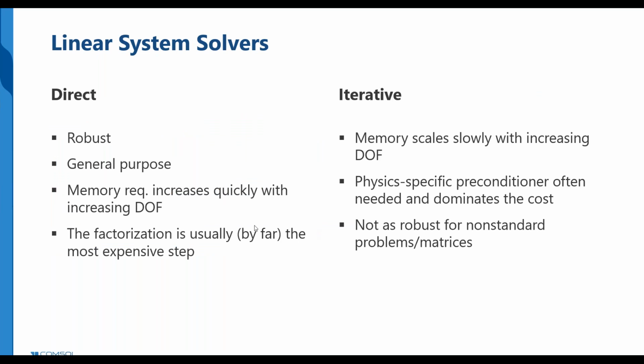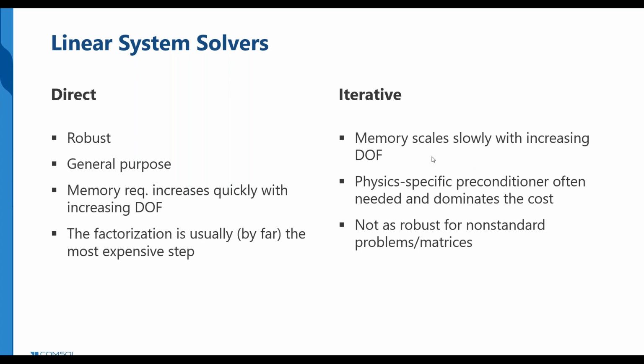Okay, let's now come to linear system solvers and compare them, because they are rather different when it comes to large scale computing. Direct solvers are known to be robust. They don't need much tuning. They are what's called black box. They work for all kinds of matrices, but the memory requirement increases quickly when the size increases. And the factorization is usually by far the most expensive part. When we have factorized the matrix, we can solve for several right-hand sides rather quickly, and that can sometimes be exploited for certain problems.